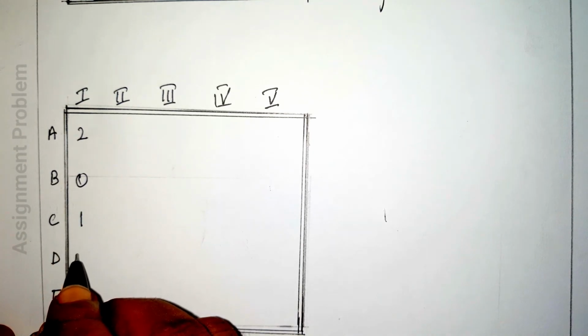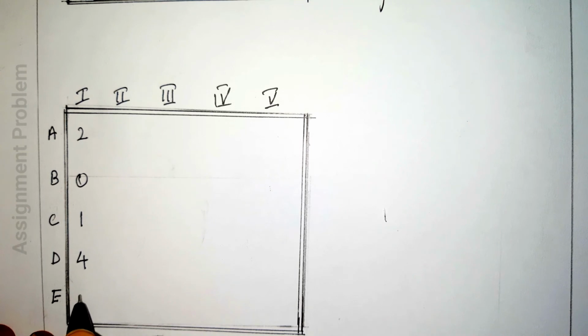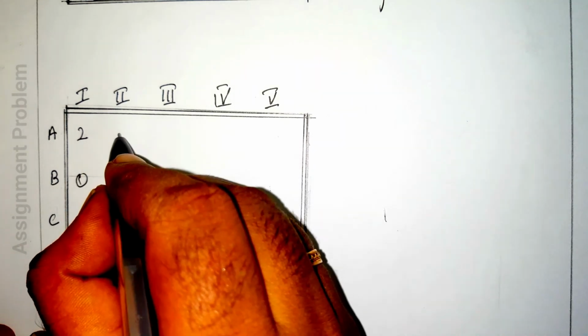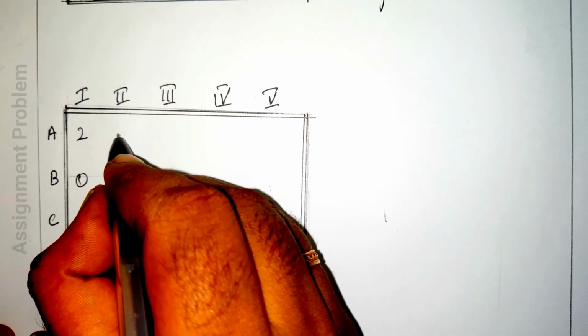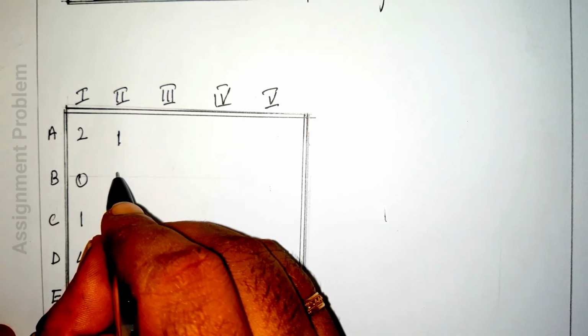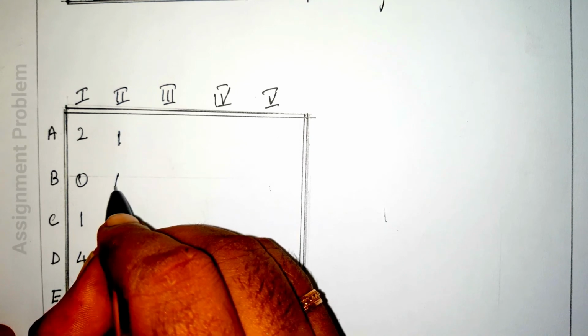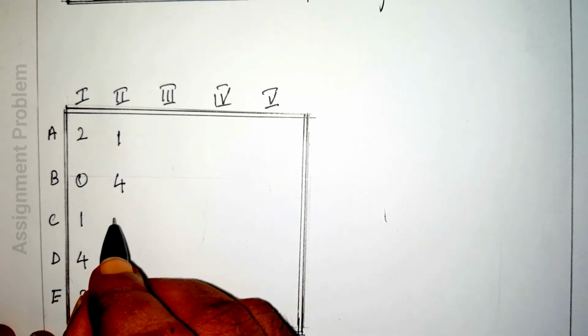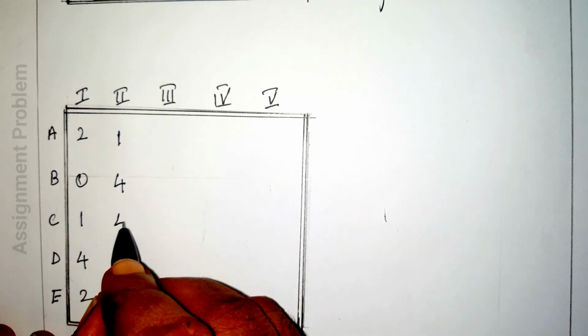3 is covered with 2 lines, so you have to add it with the minimum value. 3 plus 1 is equal to 4. And 2 is covered with a single line, so you write it as it is. Second column, 2 is not covered with any line, so 2 minus 1 is 1. 5 is not covered with any line, so 5 minus 1 is 4. 5 is not covered with any line, so 5 minus 1 is 4.